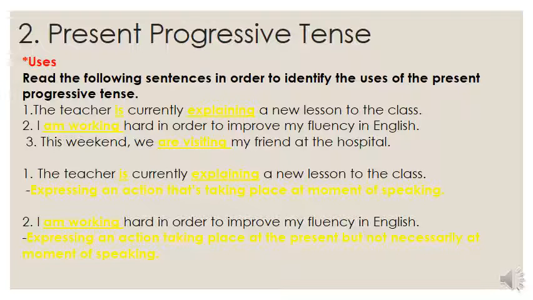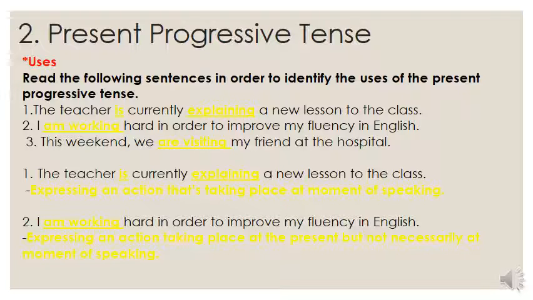This weekend, we are visiting my friend at the hospital. Let's see the three sentences. The teacher is currently explaining a new lesson to the class. So this sentence is expressing an action happening now, at the moment. So the teacher is explaining a lesson now.